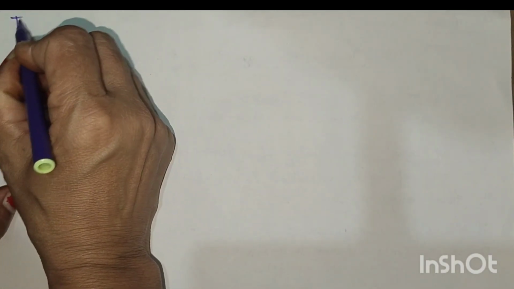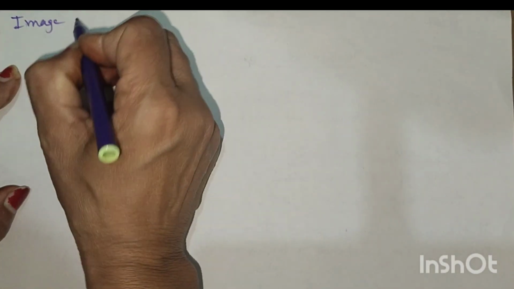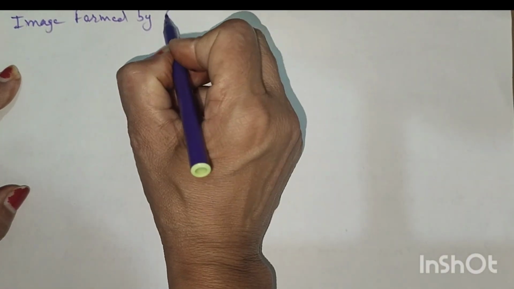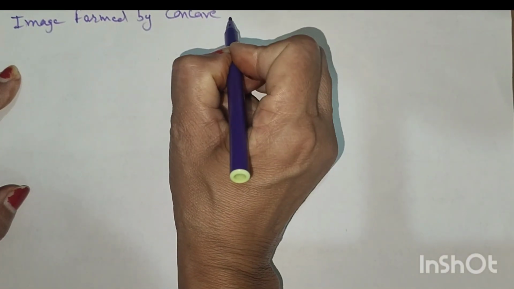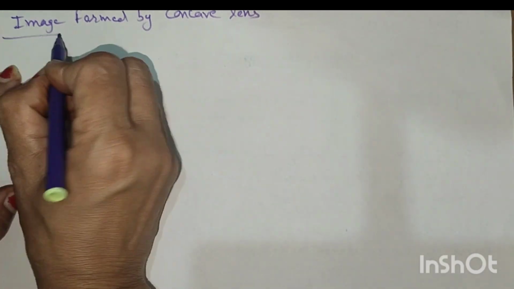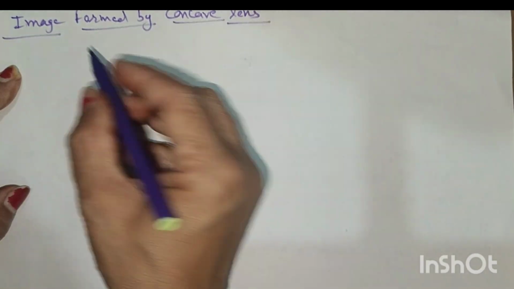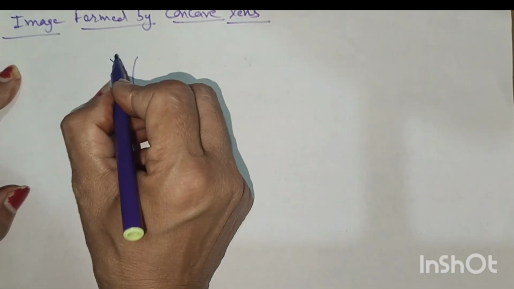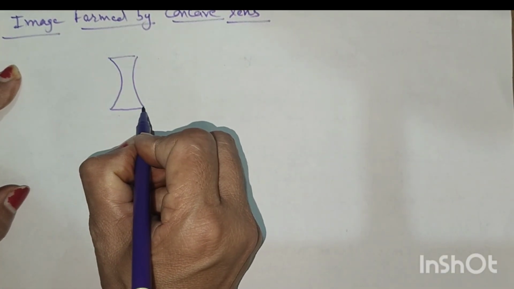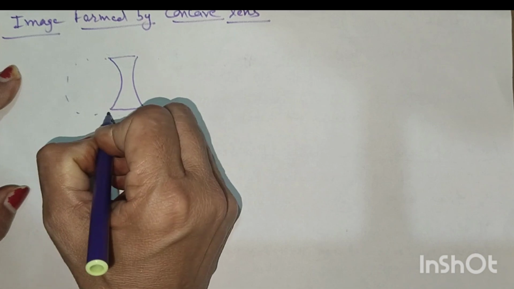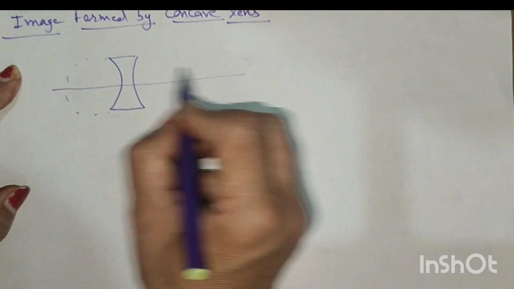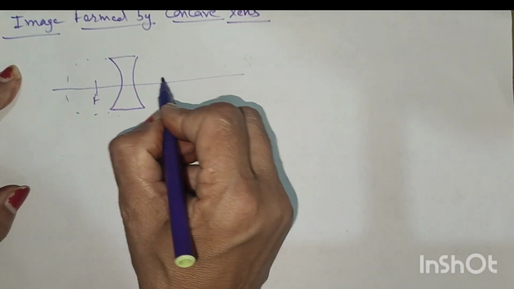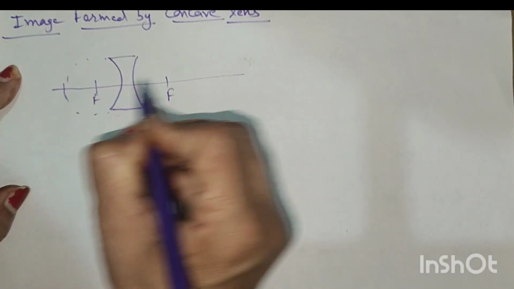The object is standing and the image is also standing: virtual, erect and highly enlarged. Now the image formed by a concave lens. This is the concave lens. If you complete the circle, then the focus of this lens is on this side and the focus of this lens is on this side.